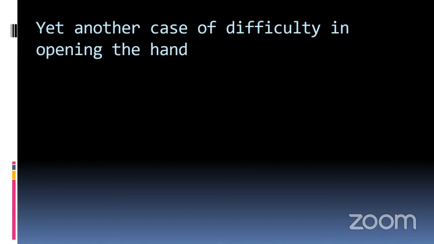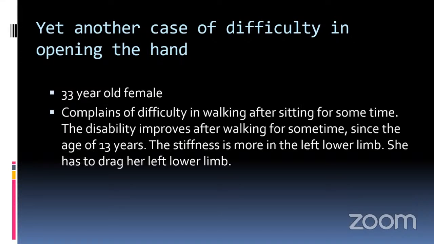Another case of difficulty in opening the hand. I'm showing all problems and difficulty in opening the hand. This is a 33-year-old female. Her complaint is difficulty in walking after sitting for a long time. The disability improves after walking for some time. This has been there since childhood, somewhere around 13 years. The stiffness is more in the left lower limb. She has to drag her left lower limb while walking.